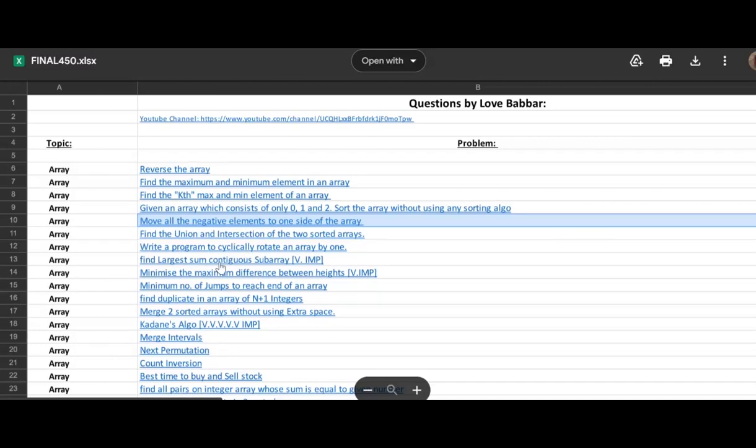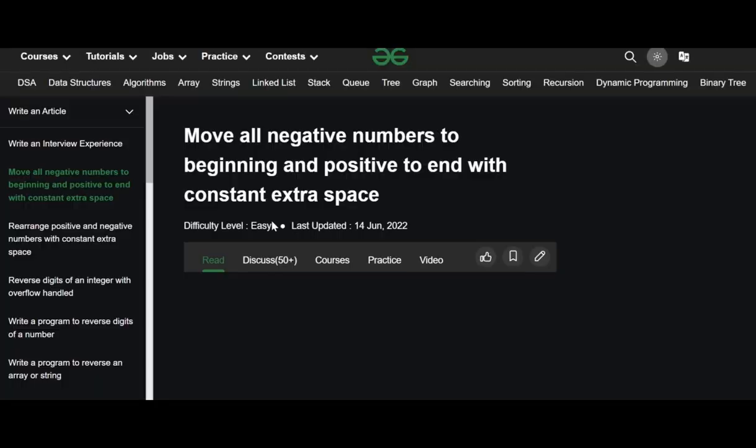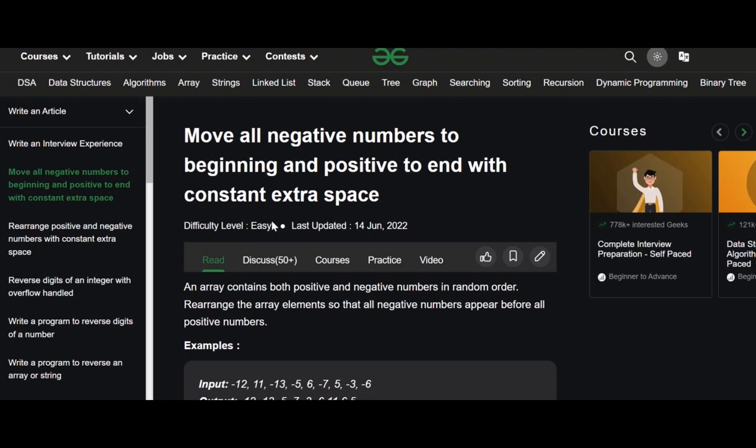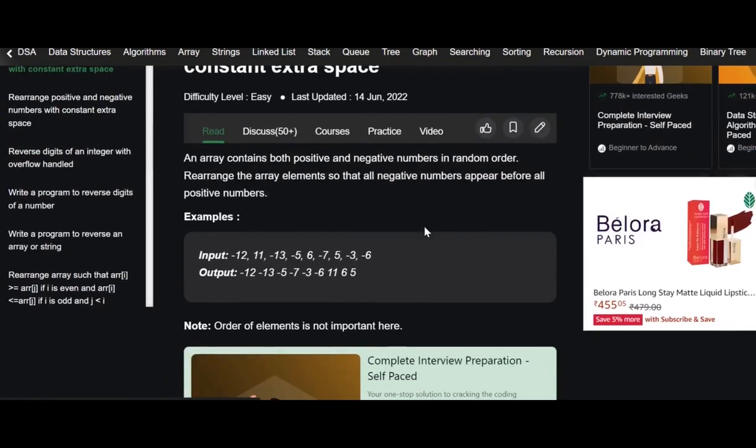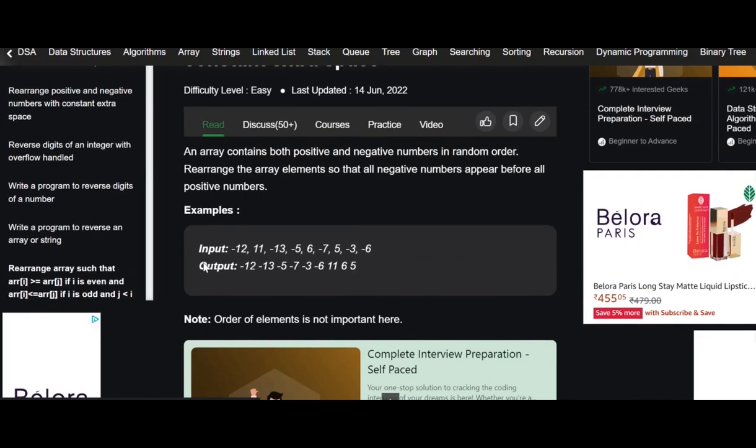Let's move forward to our fifth question: move all the negative elements to one side of the array. Let's read the question properly and then we will move to our idea. Move all negative numbers to the beginning and positive to the end with constant extra space. Let us understand by this example.